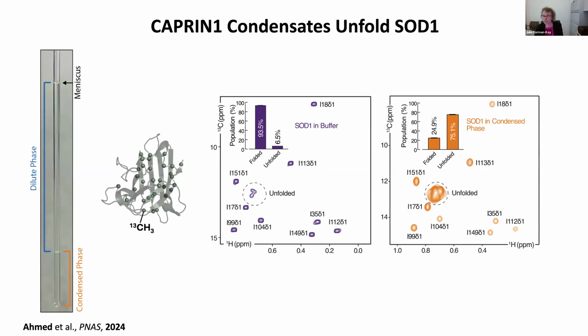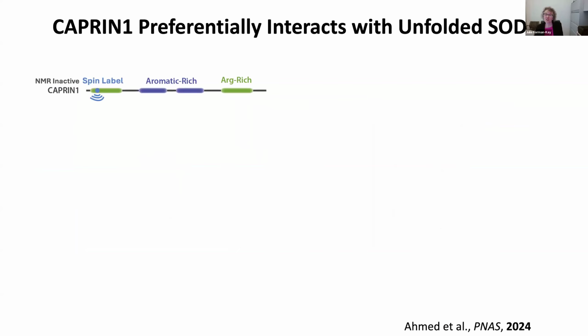So getting a very quantitative measure then of the ratio of folded and unfolded states using these methyl resonances, we could see that SOD1 in the dilute phase or in buffer is less than 7% unfolded, but SOD1 in the Caprin-1 condensed phase is over 75% unfolded. So what are the interactions that give rise to this destabilization?